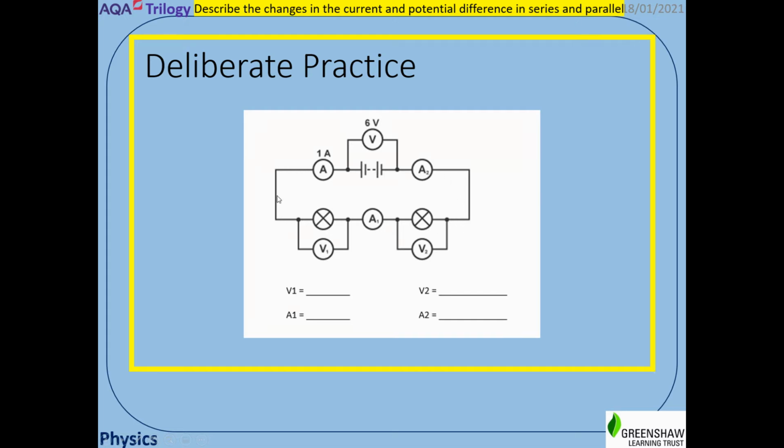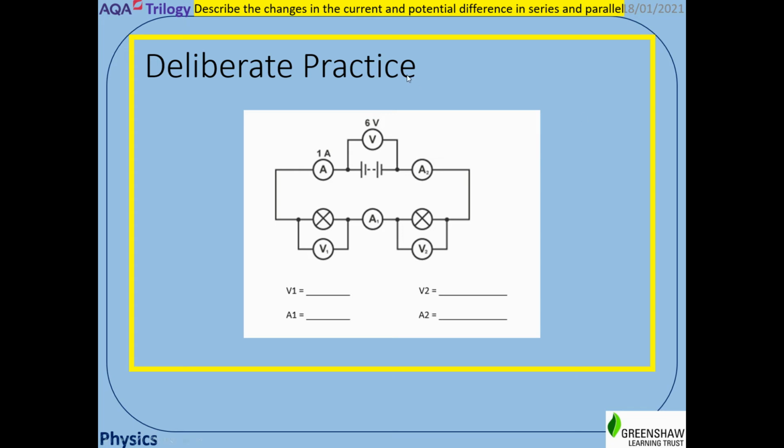If you need to rewind the video and go back and watch the explanation I did on series circuits again, feel free to do so. And the series circuit has got two components, two bulbs in. It's got a potential difference being given off by the battery of 6 volts. And I want you to tell me what will the potential difference of voltmeter 1 and voltmeter 2 show. So can you write those answers down? This is the final deliberate practice for this lesson.